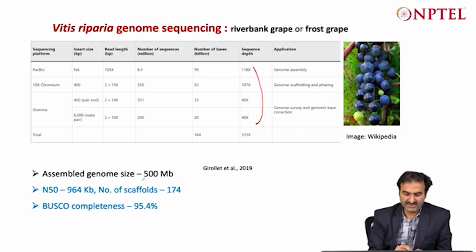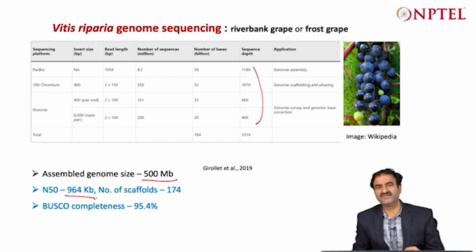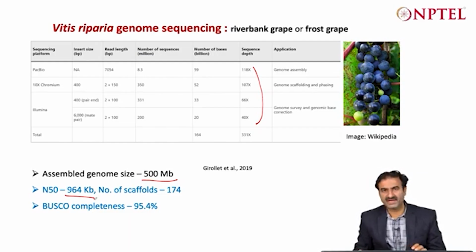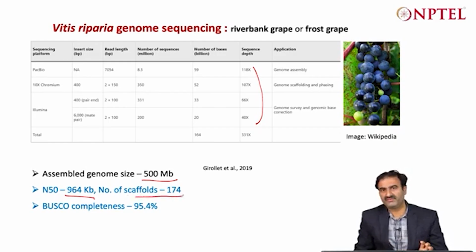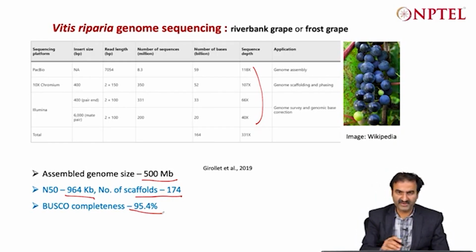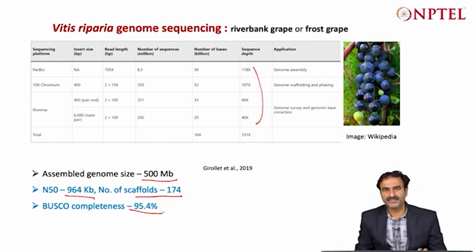Basically the assembled genome size was 500 MB, but the N50 was only 964 KB, that means less than 1 MB. Which is actually not that bad, and this much N50 is good for going for chromosome level assembly, because anything above half a MB, or 500 KB, is good enough to go for a chromosome level assembly using the Hi-C technology. And the number of pieces was 174, which is good. BUSCO completeness was also 95 and above, that means almost 95% of the genome you could cover.